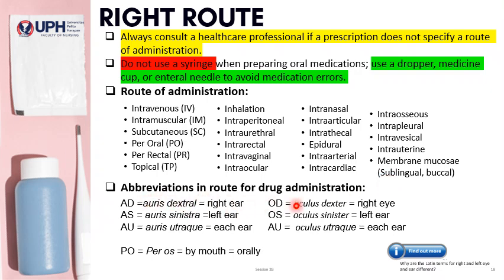And here also is where to put it. Sometimes they also put the location, for example AD is right ear, OD is right eye. So you have the oculus, and also you have the iris. So it's the ear, and then sometimes you have PO, which basically means orally given.